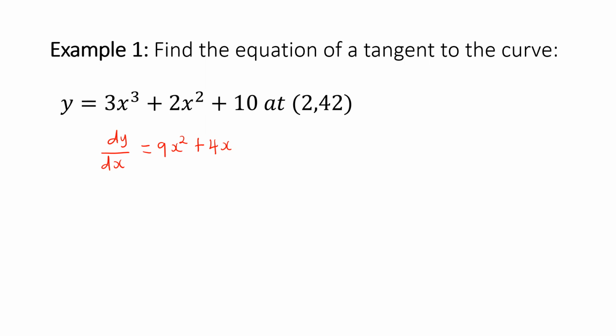Once you obtain the gradient function, to obtain the gradient of the curve at point x equal to 2, we shall substitute into the gradient function the value of x as 2. So dy/dx will be equal to 9 multiplied by x squared, in this case x is 2, so this will be 2 squared, plus 4 multiplied by 2. So this means 9 multiplied by 4 to give us 36, plus 4 by 2 to give us 8. So 36 plus 8 will give us 44.